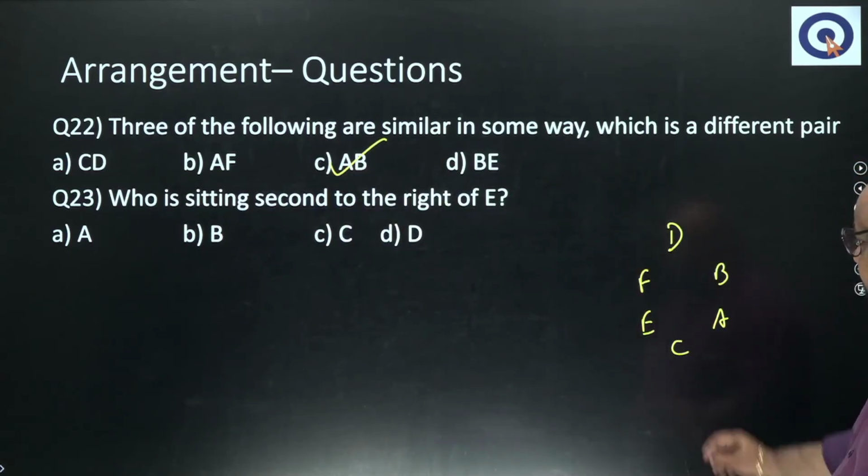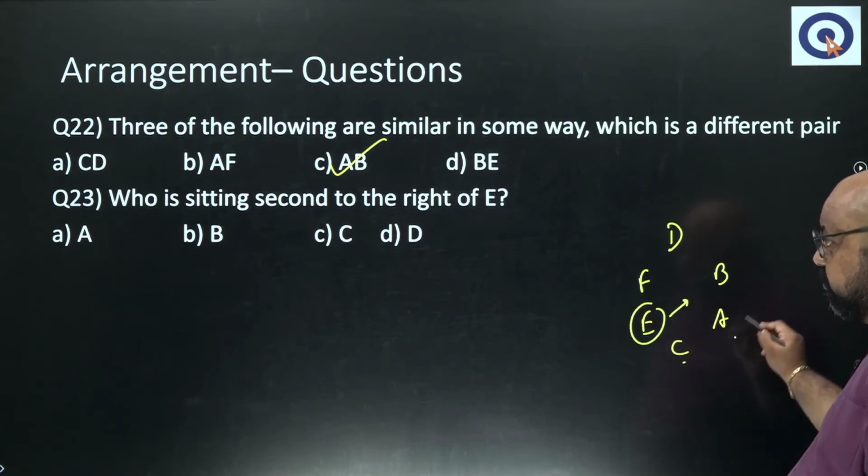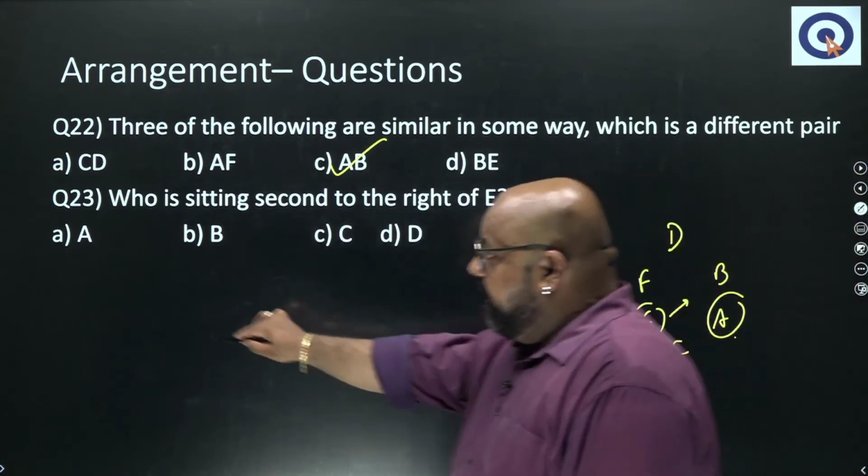Who is sitting second to the right of E? E facing inwards. So this becomes the right: 1, 2. Second to the right will be A.